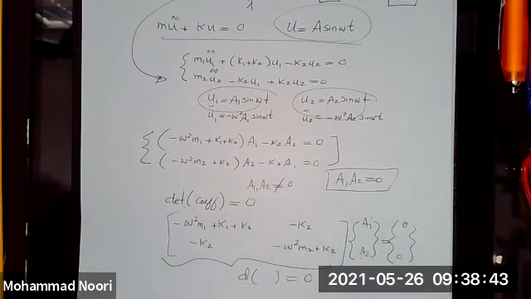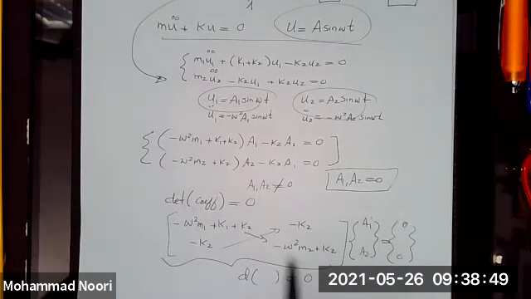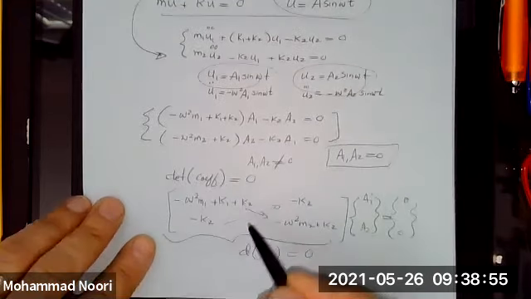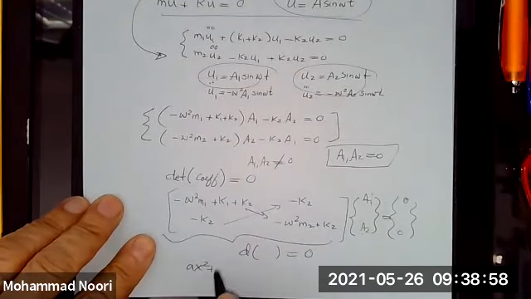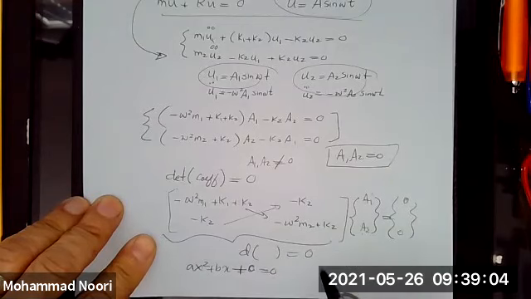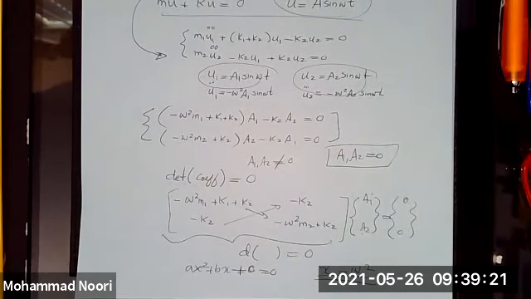How do you find this determinant? Easy. You remember the 2 by 2 determinant. This times that minus this times that. If you perform that operation, that would result in a quadratic equation, where x is omega squared. So if you do that multiplication and simplify this, you will get an equation that looks like this.